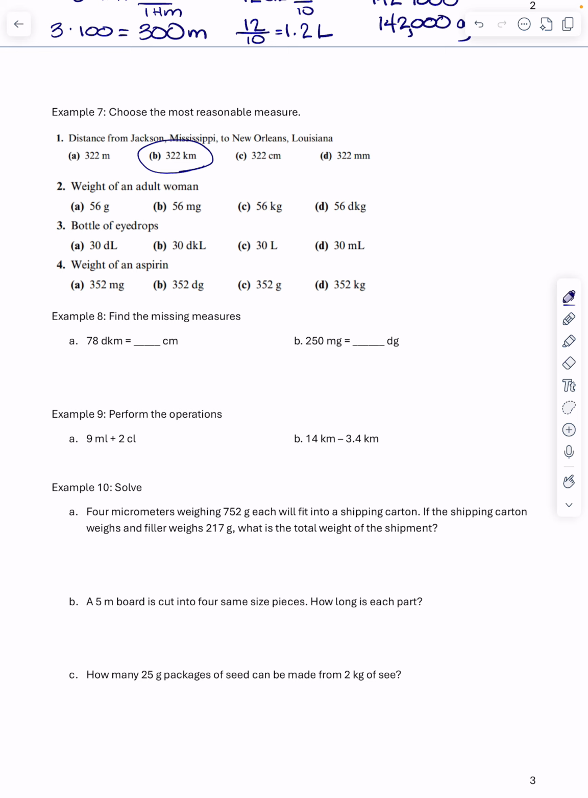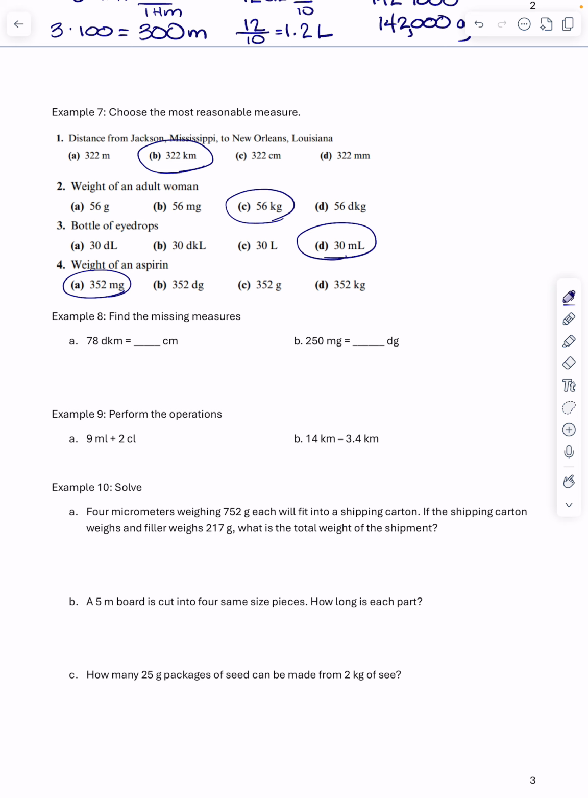If we talk about the weight of an adult woman, grams is going to be super lightweight. That's kind of consistent with what we would measure in ounces. Milligrams even smaller. So weight we typically measure in kilograms. Bottle of eye drops, if you've ever taken a look at that, liters is a lot. We measure small volumes, especially medications, in milliliters. Weight of an aspirin, milligrams. You can check the side.